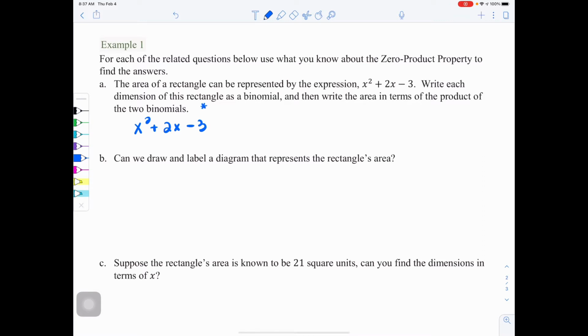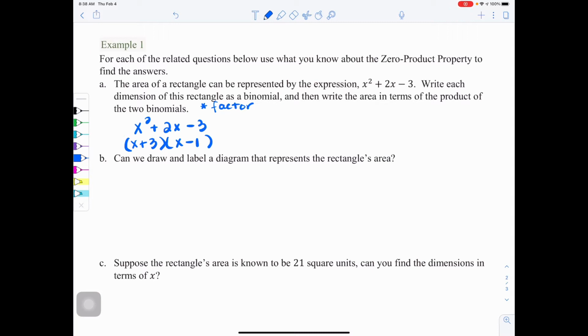So this is a factoring question to start. So we have to factor this. Since it's a trinomial, we know it's going to factor into two binomials. I need the factor pairs of -3 that are going to add up to 2. So that would be +3 times -1. So I'll do x plus 3 and x minus 1. So that's it written as two binomials.